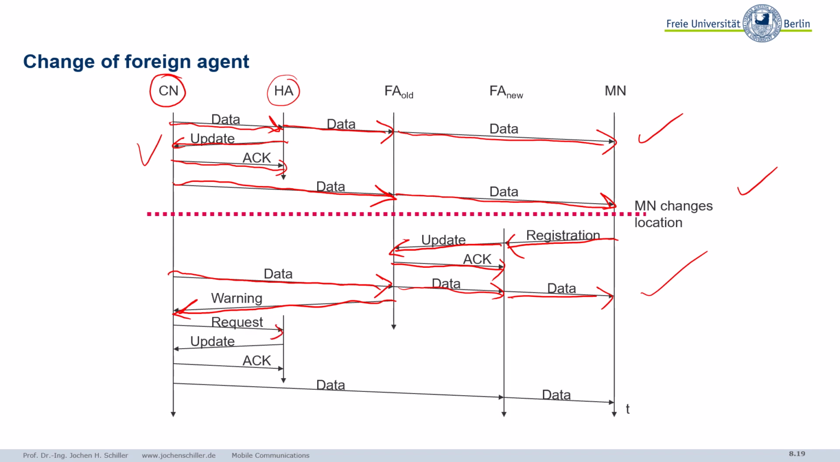Not shown here is the registration that also goes to the home agent. So the home agent knows where you are. So again, you get an update, you ACK it, and then the next data is then directly forwarded to the new foreign agent, forwarding it to you. So that is the basic scheme of moving without any data loss from one foreign agent to another one.